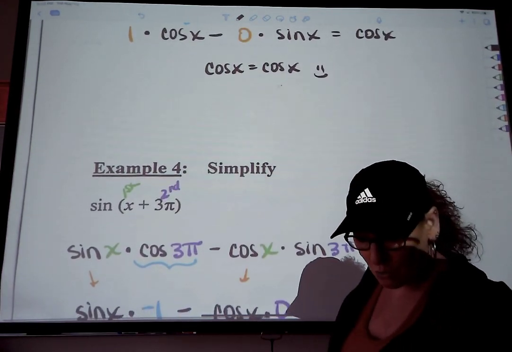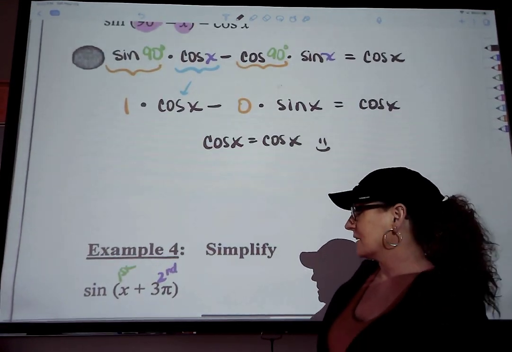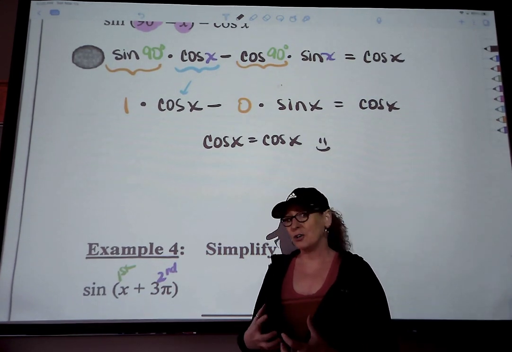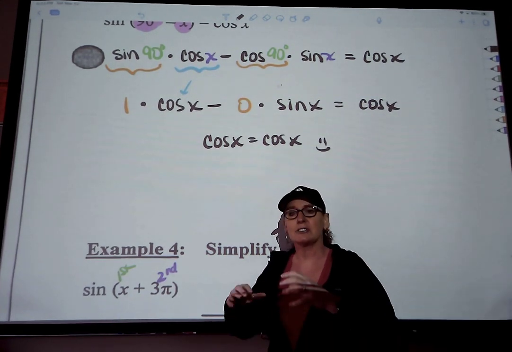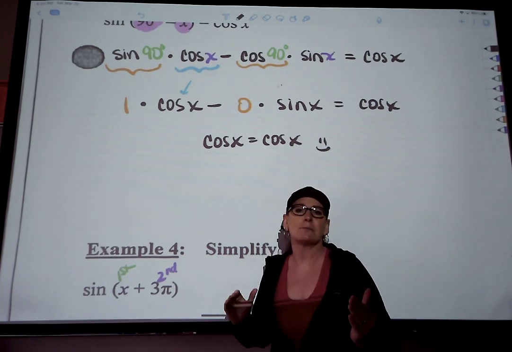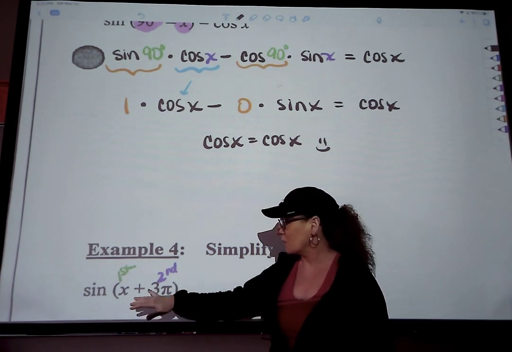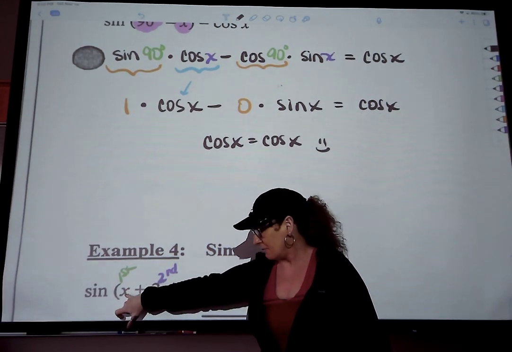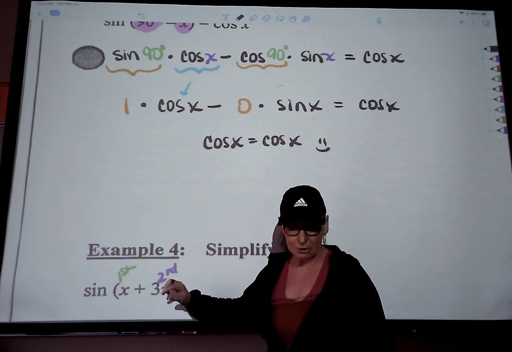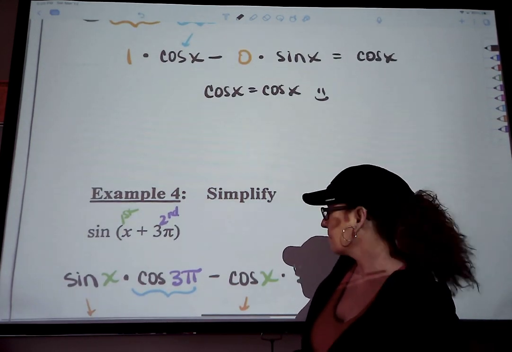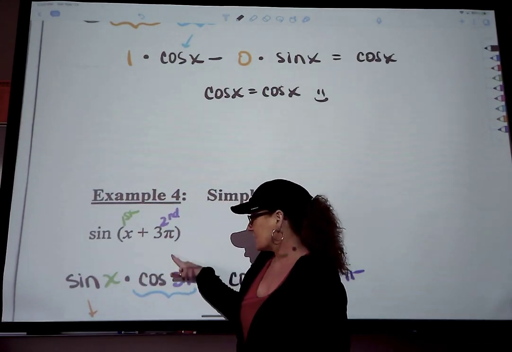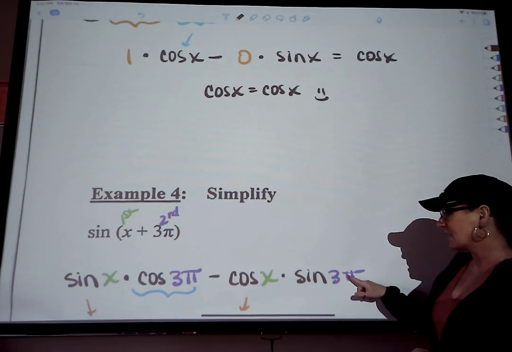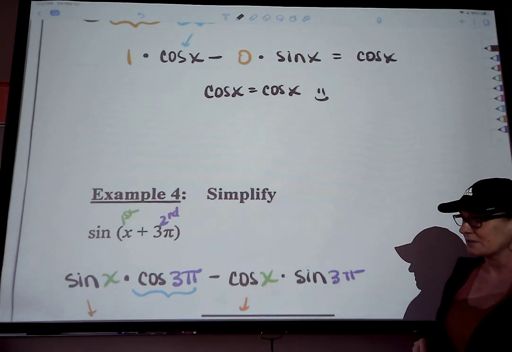Next one. We're supposed to simplify this as much as we can. We're not going to get an exact answer, like a value, because there's an x in it. Just do what you can and simplify it as much as possible is what we're going to do. So I see this as a sum formula. This is my first angle. This is my second angle. I'm going to use the formula. Here's what it looks like. Sine of the first times cosine of the second minus cosine of the first times sine of the second. Let's see what we can do with this.